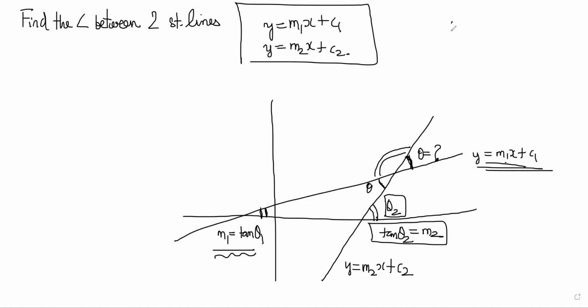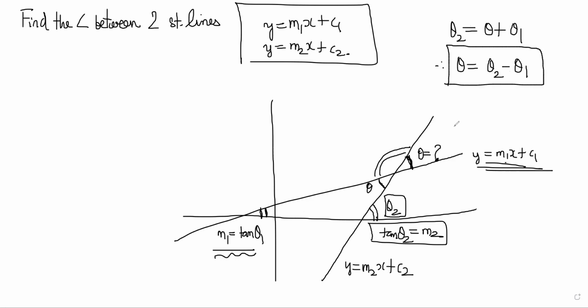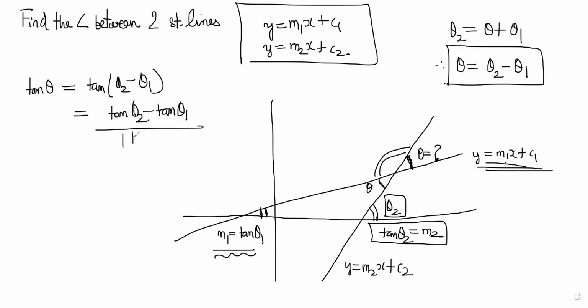So you should have theta 2 is equal to theta plus theta 1, right? Therefore, your theta is equal to theta 2 minus theta 1. And I wanted to find theta, so let's now write a formula. Take tan on both sides. Tan theta is equal to tan of theta 2 minus theta 1, which is equal to tan theta 2 minus tan theta 1 by 1 plus tan theta 2 tan theta 1, right?